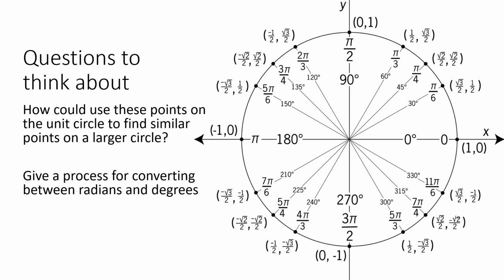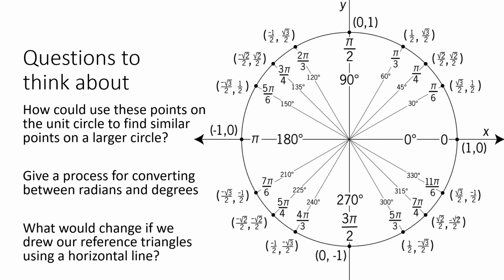And then give a process, using this information that we know about how the circumference is related to the arc, or the arc length is related to the angle in radians, for converting between radians and degrees that actually explains where the numbers come from. Don't just say multiply by whatever number. Say why you multiply by these numbers.